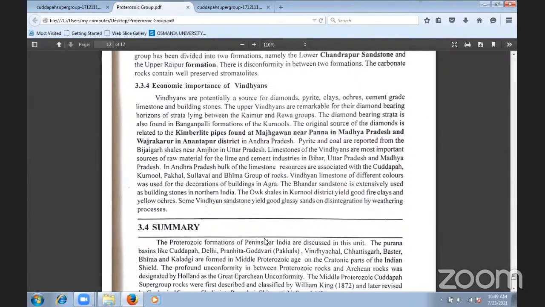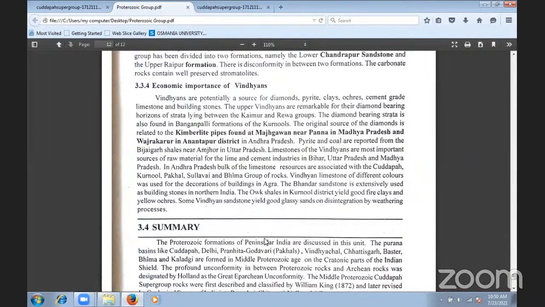Economically, the Vindhyan formations play a very important role, being a major source of diamond, pyrite, clays, and ochre, cement grade limestone, and building stones. All of these are available here. Diamond-bearing strata are found in the Banganapalle formations of Kurnool. The original source of the diamond is related to kimberlite pipes found in Majhgawan near Panna district in Madhya Pradesh, which is famous in India.